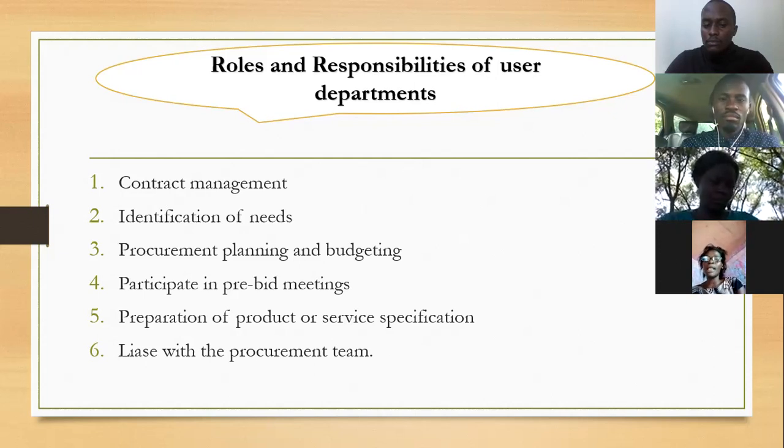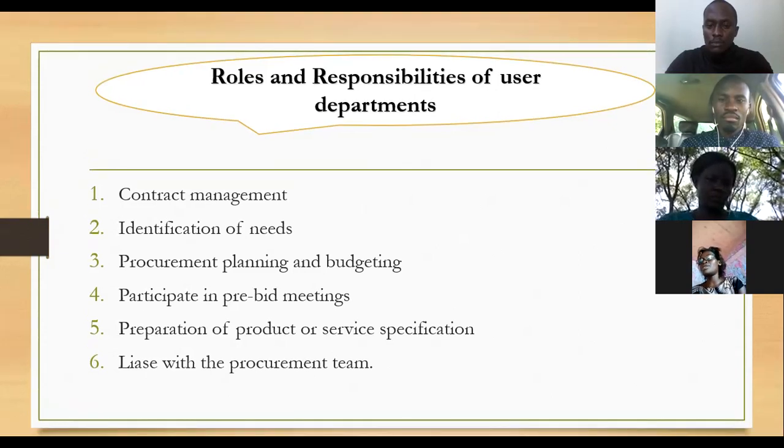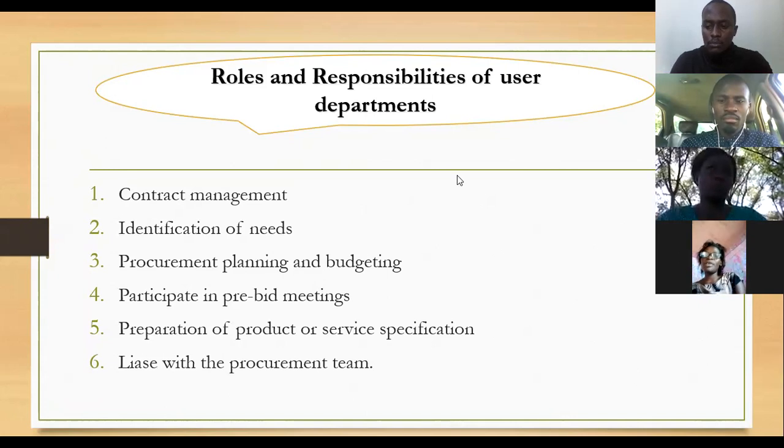Point number 6 lies with the procurement team. The user department liaises with the procurement unit throughout the procurement process to the point of contract management. This is to make sure all the steps are followed and whatever is being procured is to standard. Thank you very much.